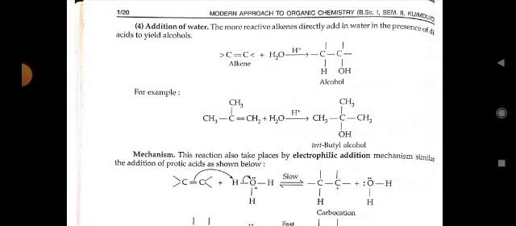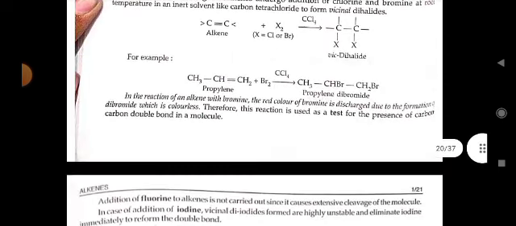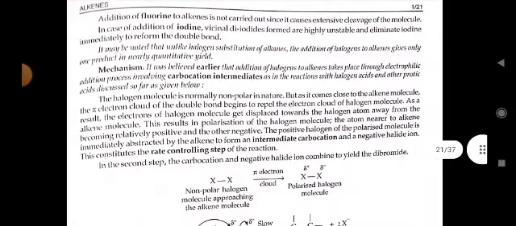In these reactions of an alkene with bromine, the red color of bromine is discharged due to the formation of dibromide, which is colorless. Therefore, this reaction is used as a test for the presence of a carbon-carbon double bond in a molecule. Addition of fluorine to alkenes is not carried out since it causes extensive cleavage of the molecule.